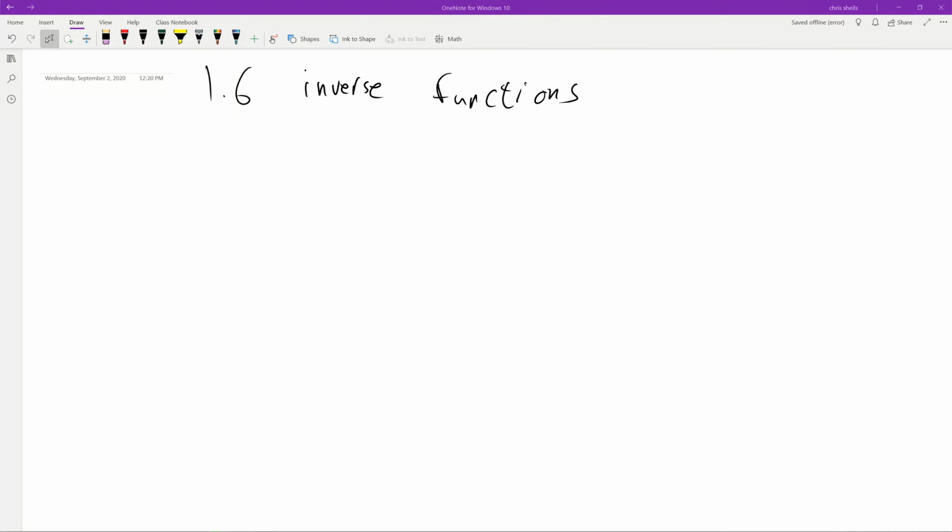Okay, we're going to talk about section 1.6, which is on inverse functions. So before we talk about inverse functions, let's first talk about temperatures.